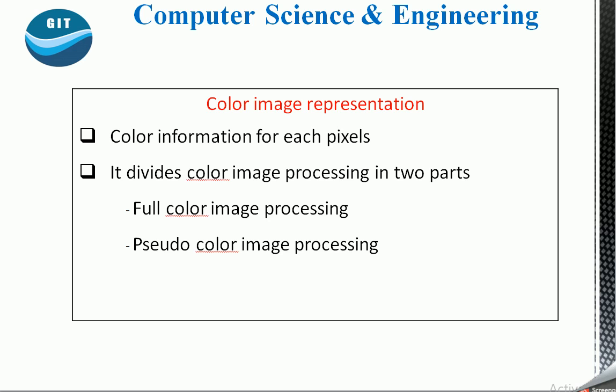In full color image processing, the image is acquired with the help of full color sensors. For example, full color image sensors are the color TV, camera, and color scanners. Basically, it is used in publishing, visualization, and the internet. And pseudo color processing is assigning a color to a particular monochrome intensity or range of intensities.